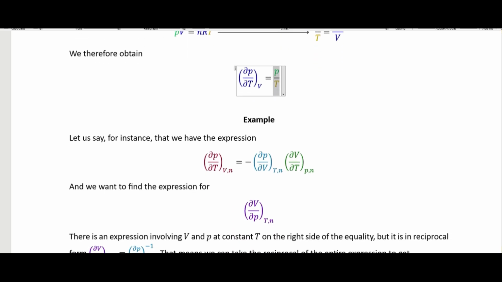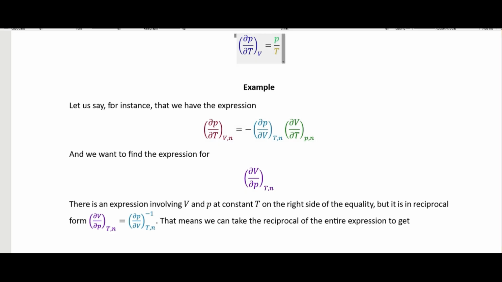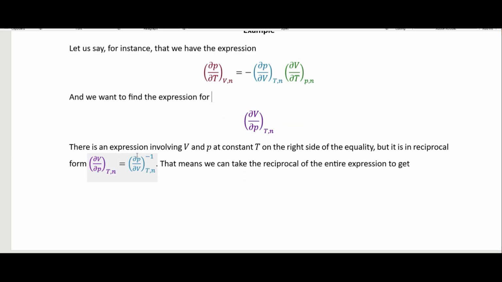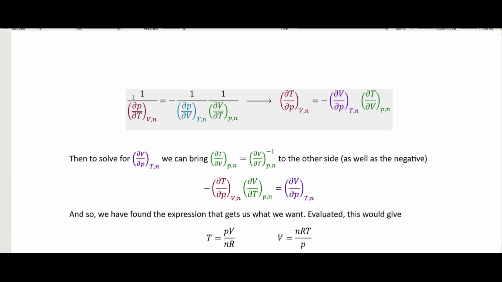If we want to look at another example of this, so let's say for instance we have this expression right here, and we want to find the expression for the partial of volume with respect to pressure at constant temperature and amount of stuff here. There is an expression involving volume, pressure, and temperature on the right-hand side of this equation, but it is the reciprocal form. So instead of this purple version right here, we have the reciprocal form right there up in this equation. That means we can take the reciprocal of the entire expression, so we end up with this.